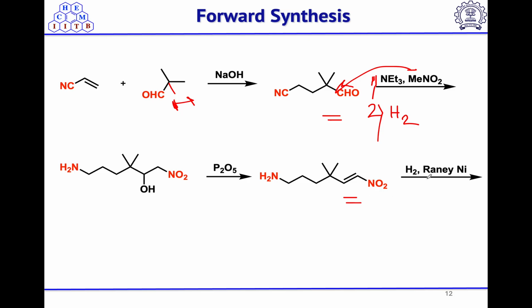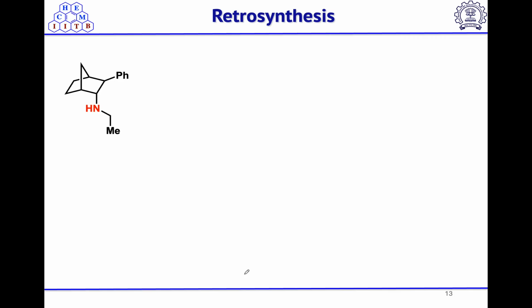Now, after getting this molecule, alpha beta unsaturated nitro, if we treat with hydrogen and Raney nickel, what will happen? Reduction will take place. First this double bond will be reduced. Also, this nitro group will be reduced to give this amine. Okay. So now what will happen? You will get this product. Okay, so a diamino compound. This is our compound. We got this compound, right?